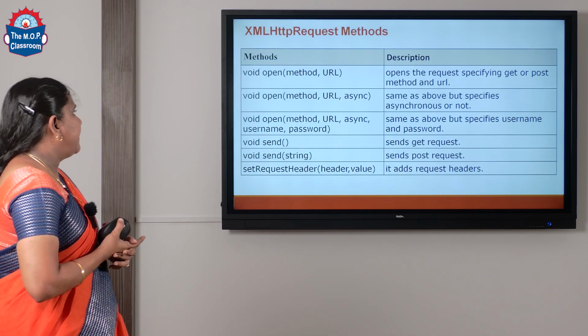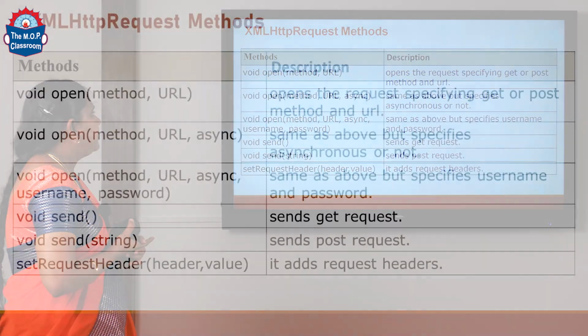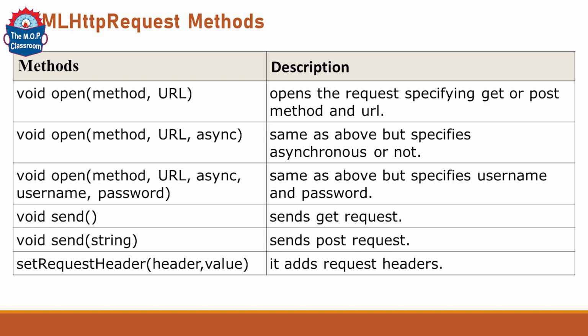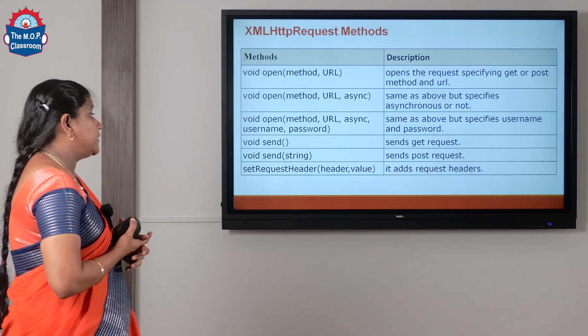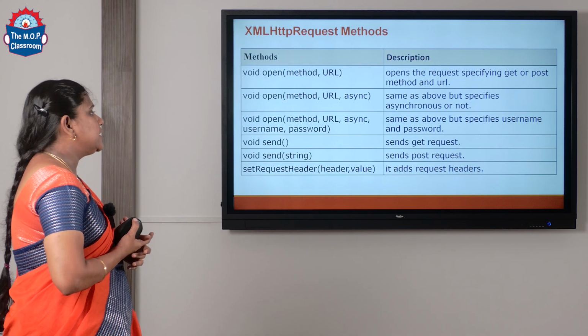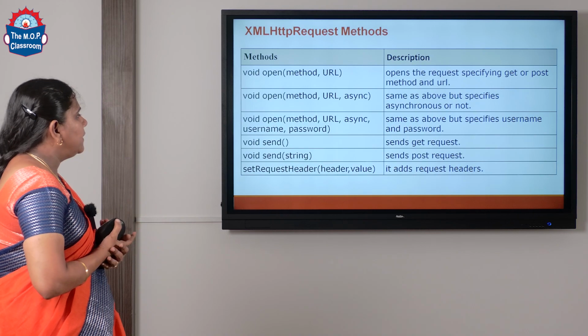There are 3 major methods used in XMLHttpRequest. The methods are open, send and setRequestHeader. The open method is used to open the request, specifying a GET or POST method along with a URL. Here we can also specify the type of communication, whether it is asynchronous or not.